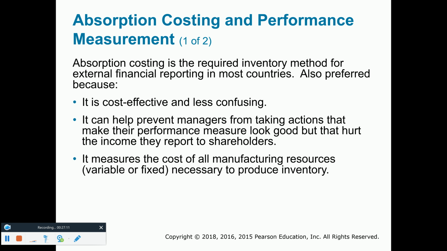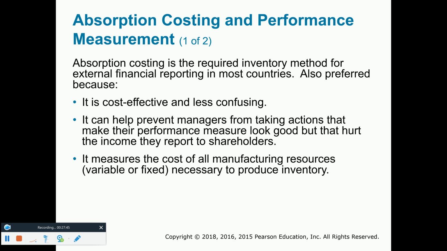Absorption costing is cost effective and less confusing. The reason it's cost effective is the financial statement model for most companies has been established with absorbing the fixed manufacturing costs through the inventory. So it's already set up. You don't need to set up an entirely different accounting system for variable costing. And it's certainly less confusing since accountants already include it for financial statement purposes.